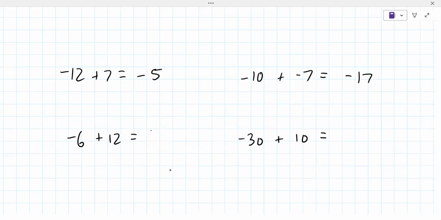Okay, but keep the sign. You know the answer is positive. Then you take the larger and subtract the smaller. Oh, it's not the same sign, sorry. Yeah, that would be 6.